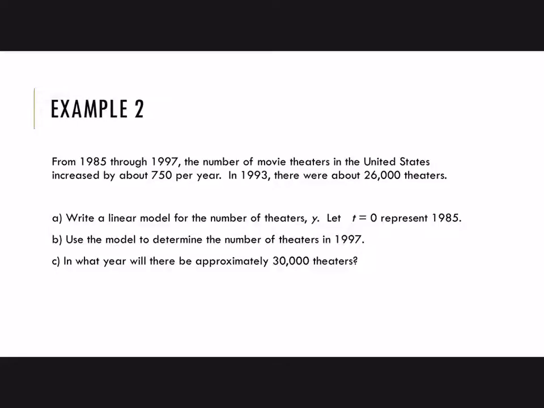All right, a second example. From 1985 through 1997, the number of movie theaters in the U.S. increased by about 750 per year. In 1993, there were about 26,000 theaters. Write a linear model for the number of theaters y. Let t equals 0 represent 1985.